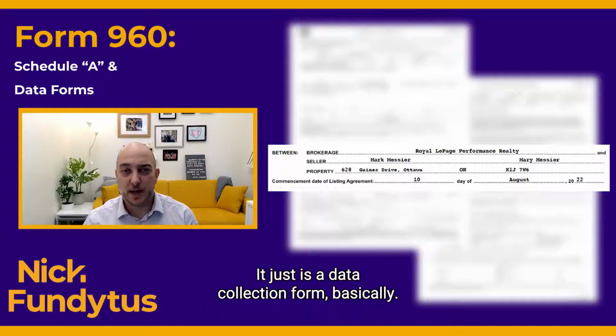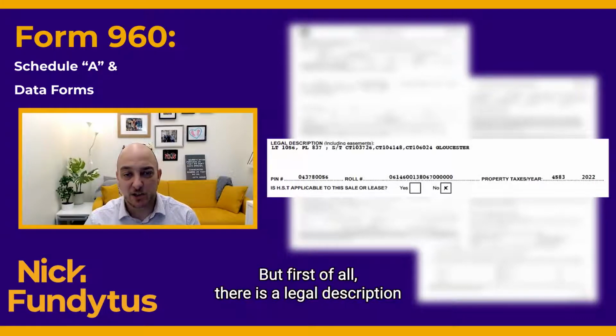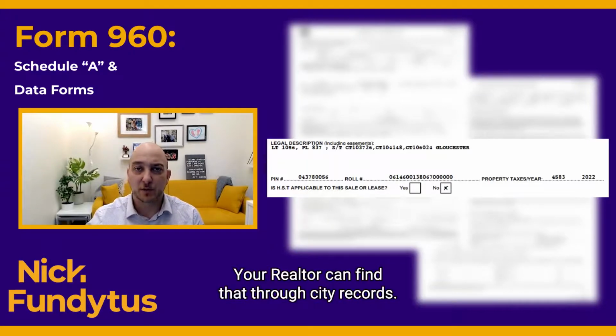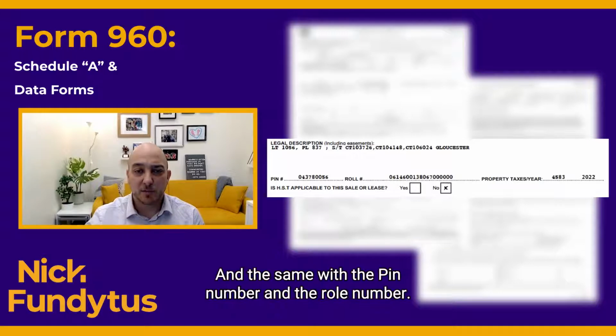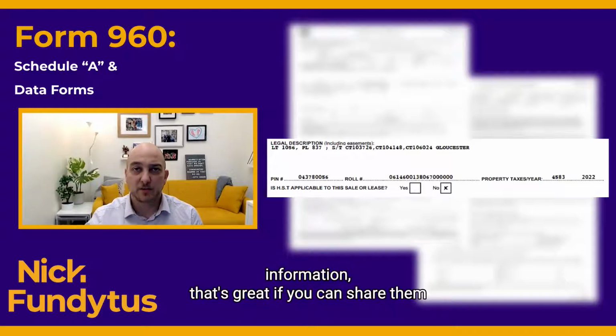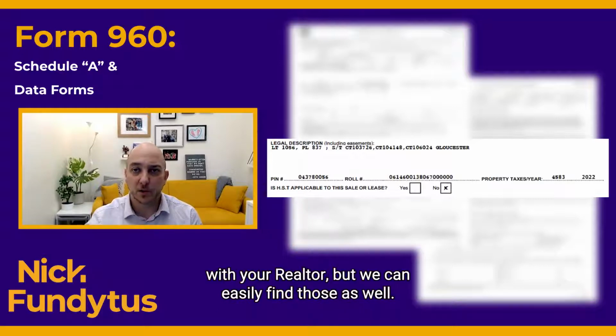It just is a data collection form, basically. But first of all, there is a legal description of the property, and you don't need to have that handy. Your realtor can find that through city records. And then same with the PIN number and the roll number. If you have them off of your tax information, that's great if you can share them with your realtor, but we can easily find those as well.